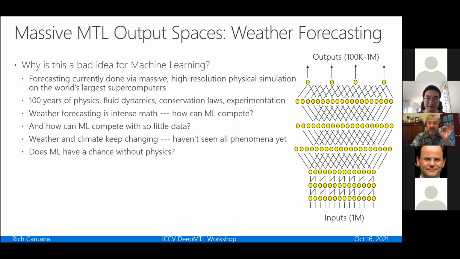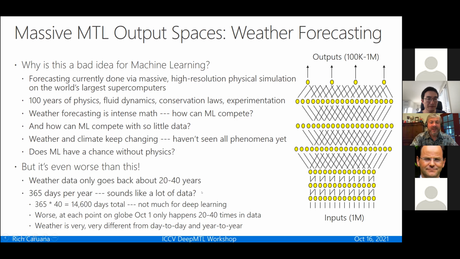The beauty of physics is that it almost doesn't matter what the current state of the weather is and what it's going to be tomorrow, because if you got the physics right, then the physics will predict the correct thing because you can't violate the physics. But it's even worse than this. Weather data only goes back 20 to 40 years, depending on the quality of the data that you want. So it's not like we have a century of data.